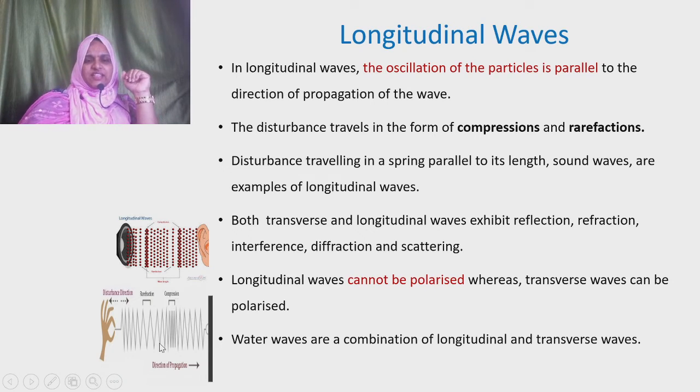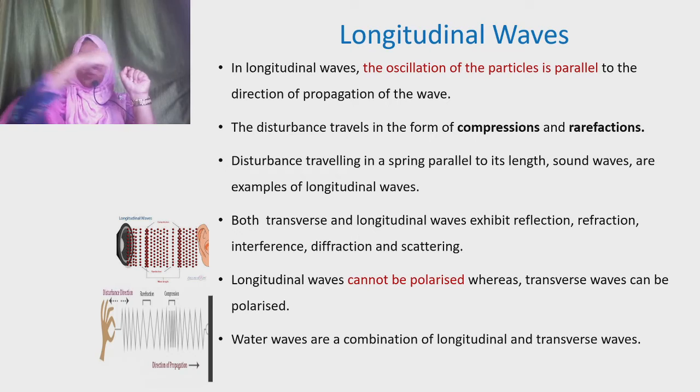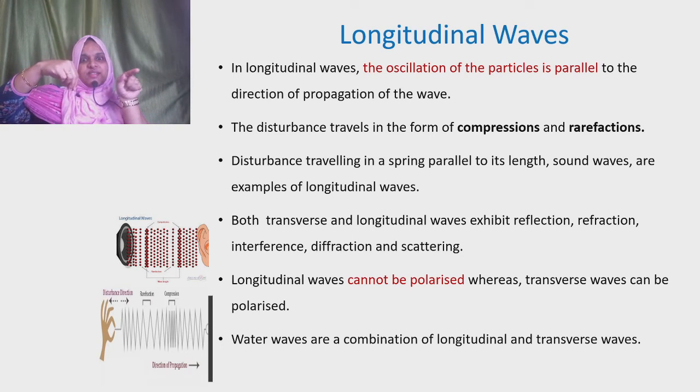An example is a spring. If a spring is fixed at one end, and if you hold the spring at the other end, and move it like this, a wave will be propagating along the same direction as the oscillation of the spring. Since the oscillation of the spring and the wave is along the same direction, such waves are known as longitudinal waves. Longitudinal waves travel in the form of compressions and rarefactions.